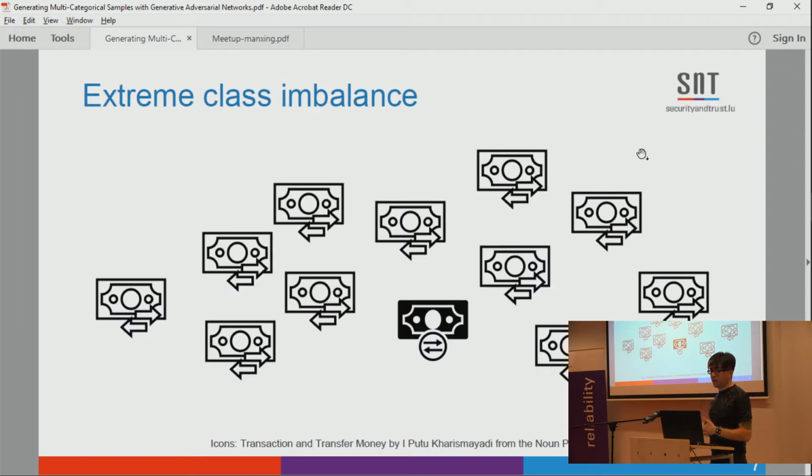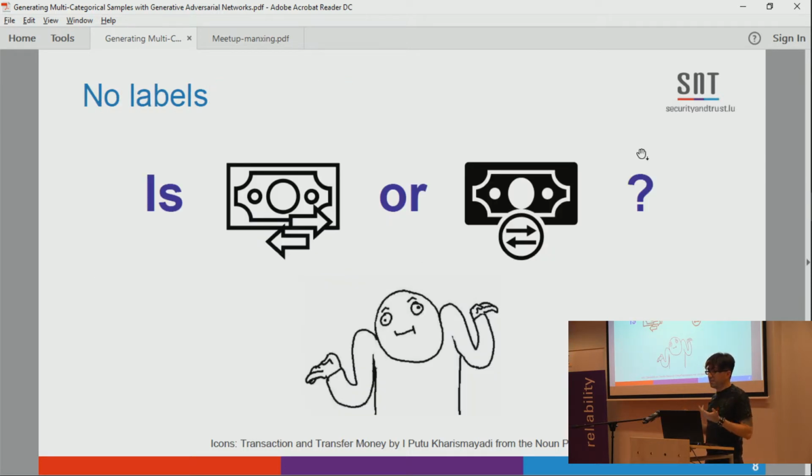Another big problem we have is the extreme class imbalance. Usually, in any kind of fraud detection domain or subdomain, the amount of positive samples, in this case the frauds, is very small compared to the non-frauds. And this can complicate a lot of things in machine learning. And sometimes we don't even have labels, so we cannot use supervised approaches. We cannot use the most common and most known algorithms.